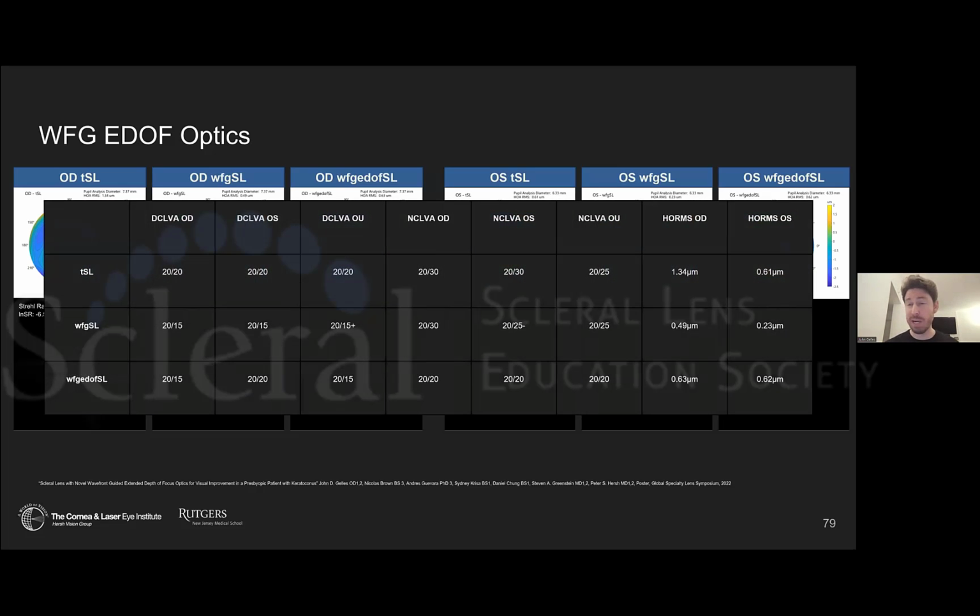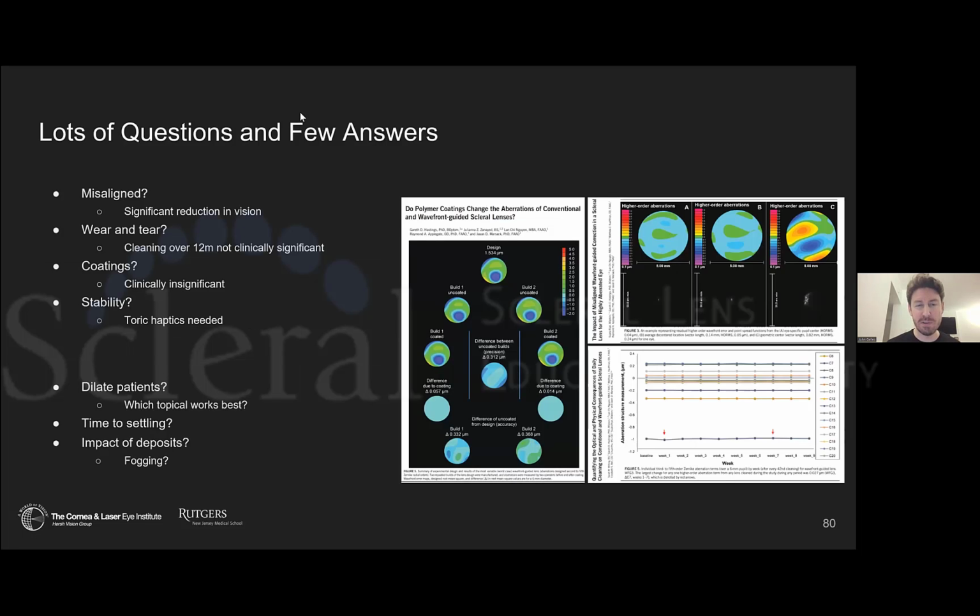So what we did for this individual was we corrected all their aberrations with their wavefront guided scleral, and you can see that their aberrations really decreased compared to their traditional lens. But then we added in a little bit of that spherical aberration, just the right amount to give them a little bit more near and some more depth of focus. And you can see that those aberrations that we added back in are still less than what they had in the traditional scleral lens optics. And you can see that this individual ended up being significantly improved.